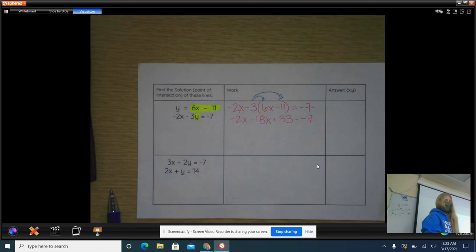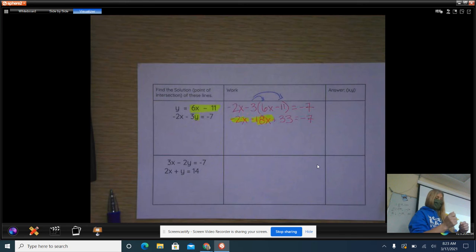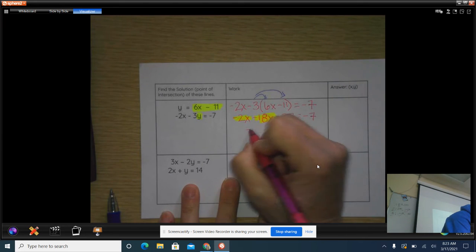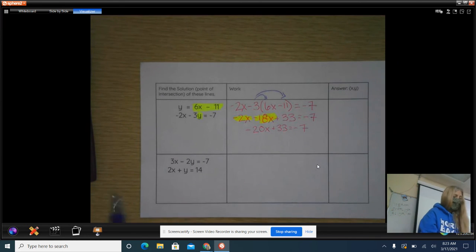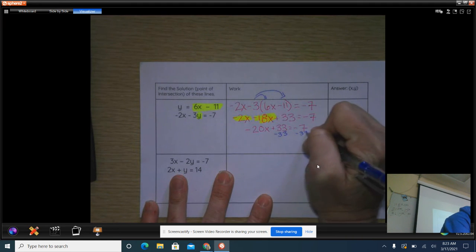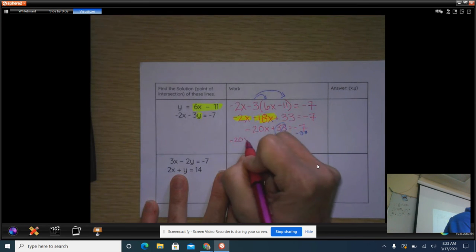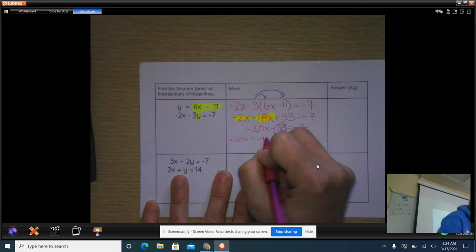Now we're going to go ahead and combine like terms on the left-hand side of the variable. I have a negative 2x minus 18x. So because they're both plain x's, we want to go ahead and combine them by combining their coefficients. So I have negative 2x minus 18x, which is negative 20x, plus 33 is equal to negative 7. Now I'm going to subtract 33 from both sides to get my numbers away from my variable. These cancel, and I have negative 20x is equal to negative 7 minus 33 is negative 40.